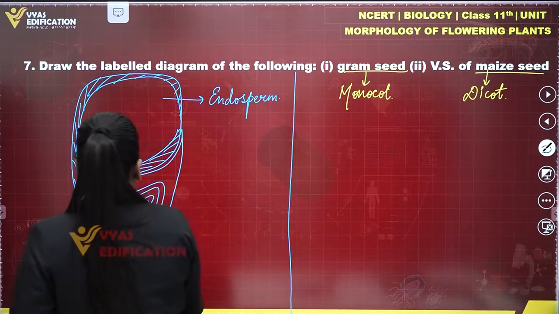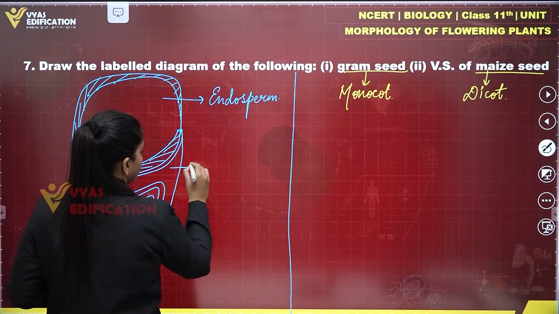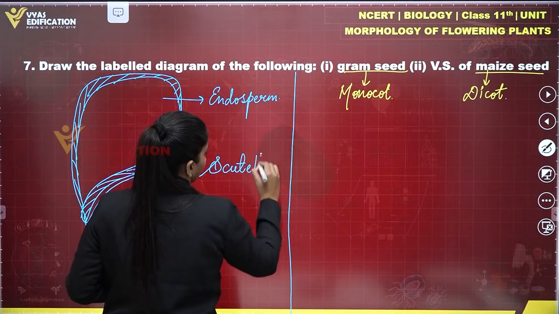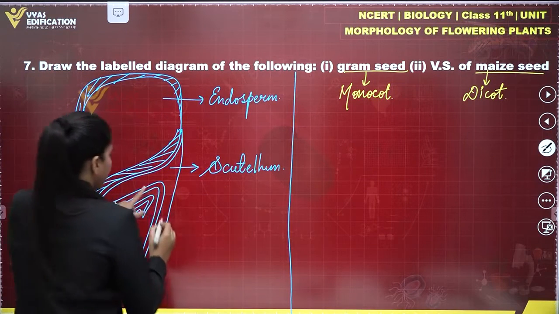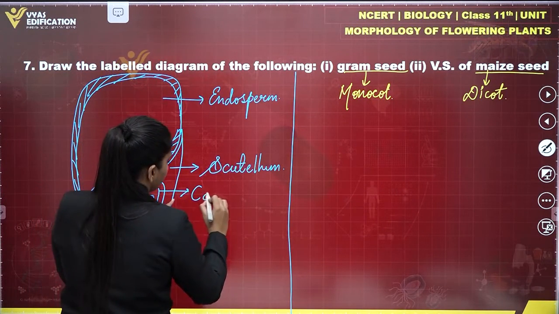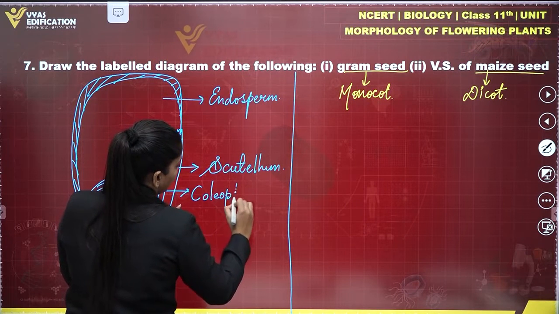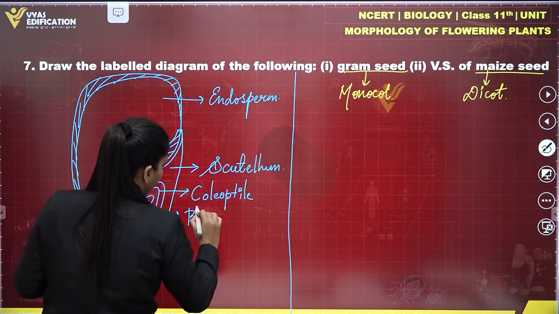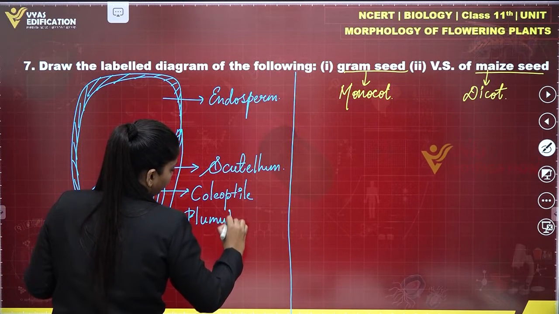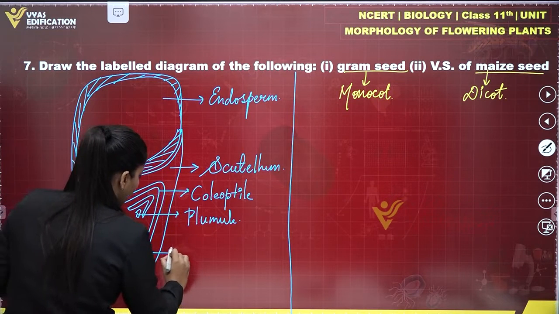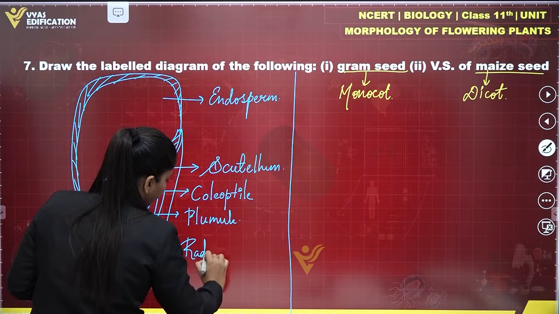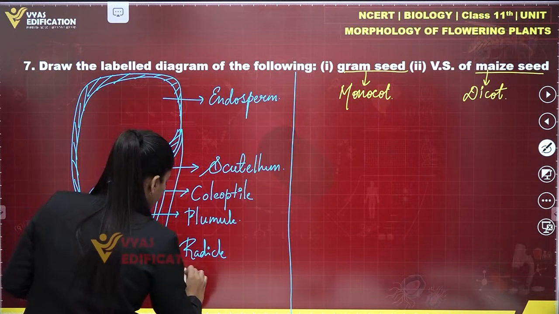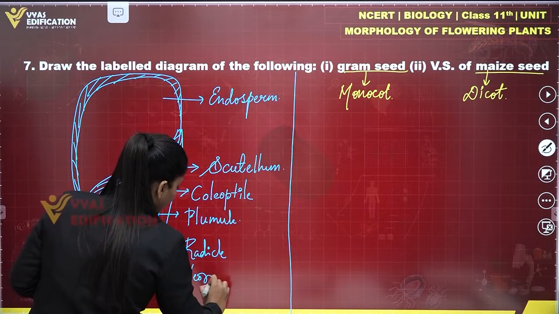This is the endosperm of monocot seed. Then we have this part known as scutellum. This one is known as coleoptile, and this inner one is known as plumule. This one is known as radicle, and this last portion we have is coleorhiza.